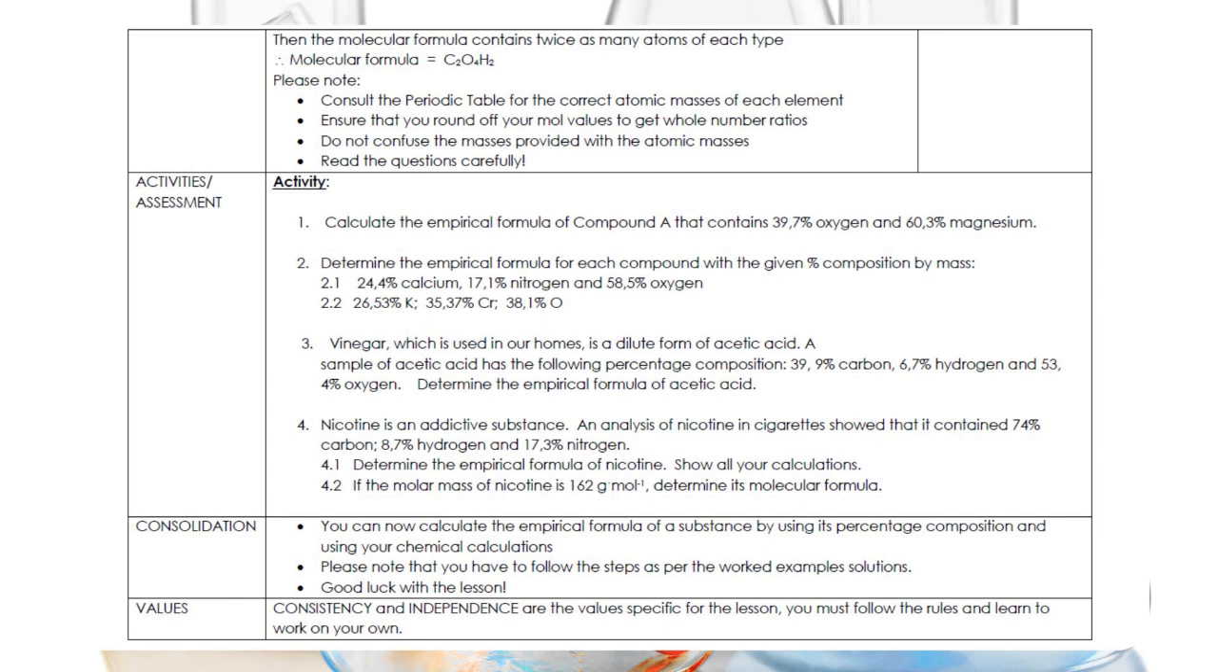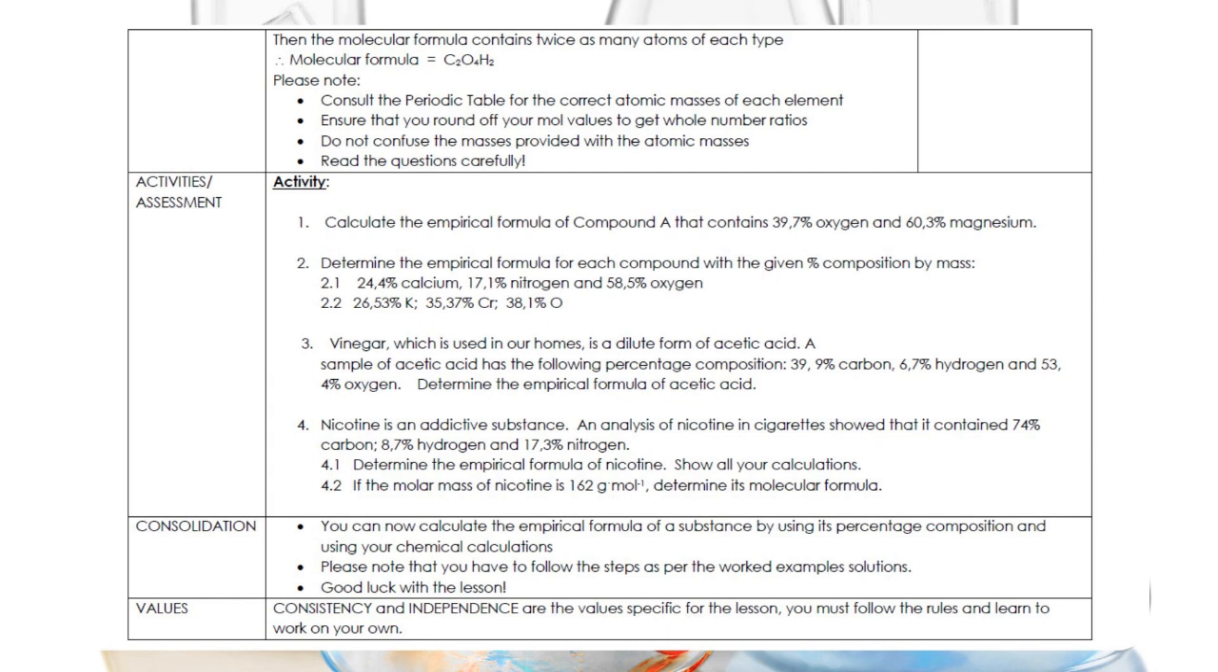4. Nicotine is an addictive substance. An analysis of nicotine in cigarettes showed that it contains 74% carbon, 8.7% hydrogen and 17.3% nitrogen. 4.1 Determine the empirical formula of nicotine. Show all your calculations. 4.2 If the molar mass of nicotine is 162 g·mol⁻¹, determine its molecular formula.